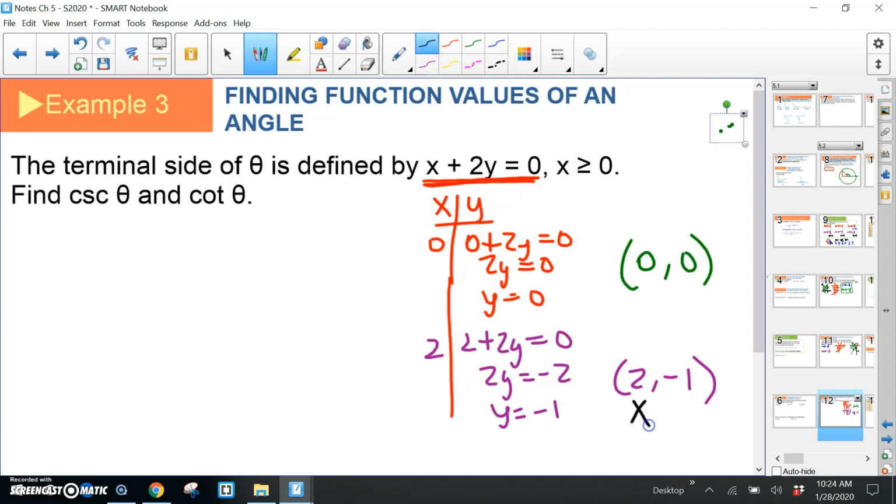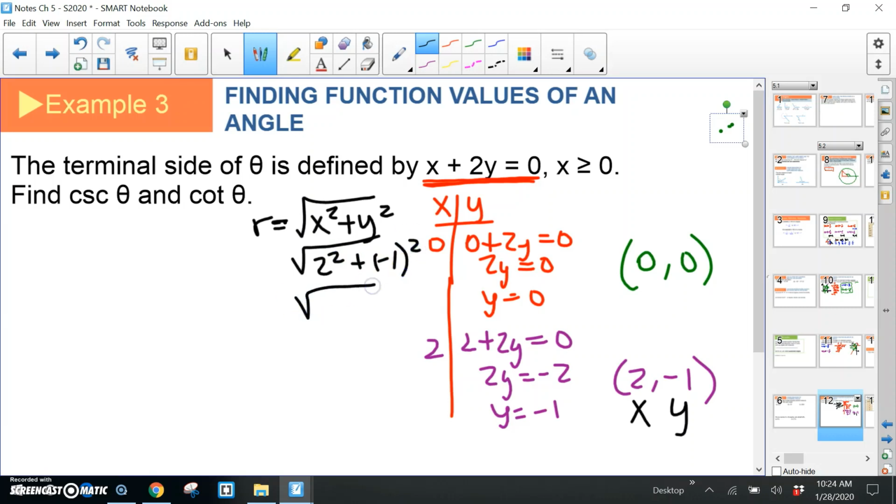We've got an x number and we've got a y number. So let's find our r. R equals the square root of 2 squared plus -1 squared. That's going to be 4 plus 1, square root of 5. Okay. R equals the square root of 5, right? R equals the square root of 5.